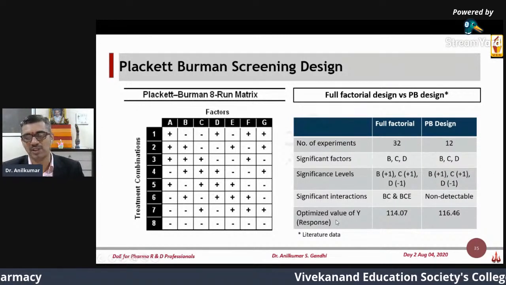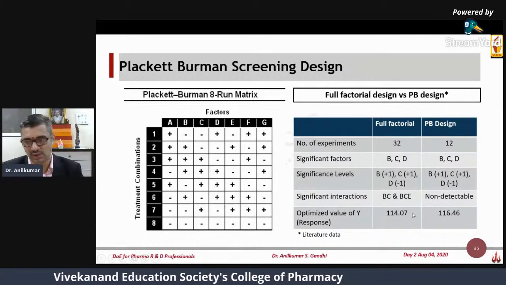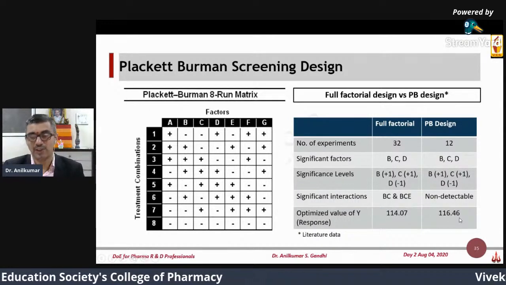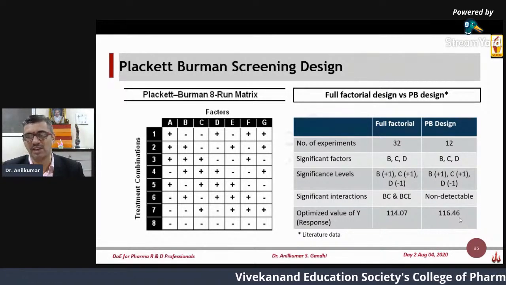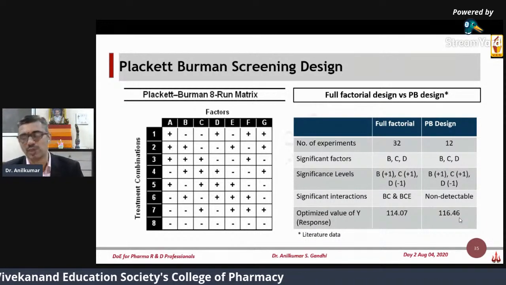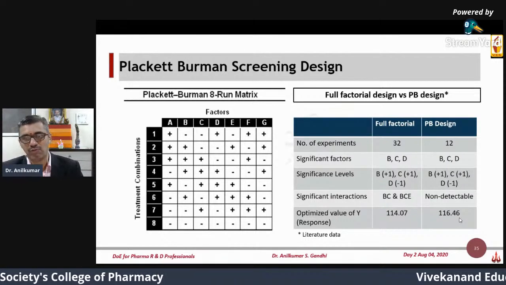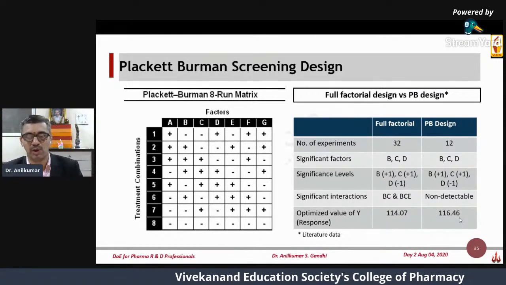And there is an optimized value of the Y response, which is 114 that they got in the literature, which is 116 here, which is not very far. So what we're trying to say is that if we want to leave out the interaction part, we can use Plackett-Burman. But all these designs are very important only when you have a lot of factors.